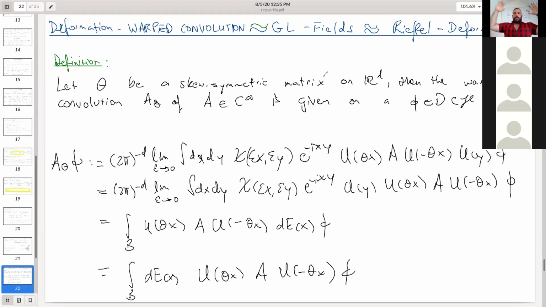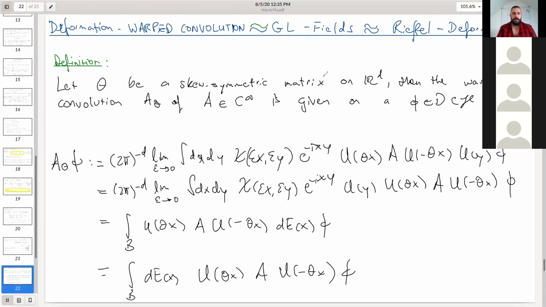Now, it was recognized by Buchholz and Summers, and then later by Buchholz, Summers, and Lechner, and formulated in a very rigorous way, that these Grosse-Lechner fields are connected to the Rieffel deformation. And they connected it by something called the warped convolutions. For the rest of the talk, I will concentrate not on this, but on the warped convolutions itself.